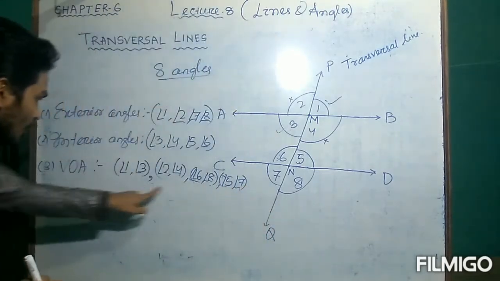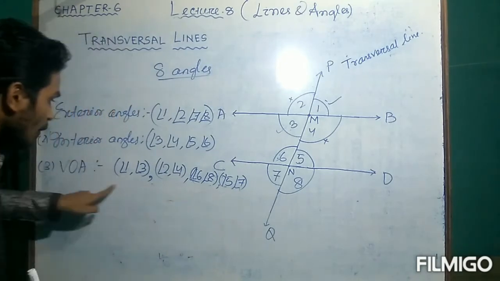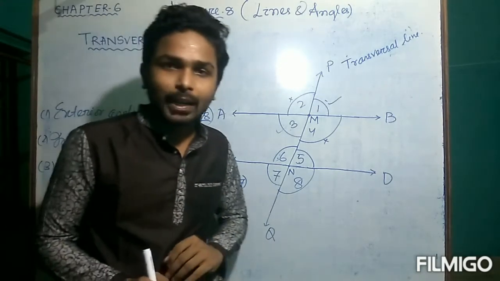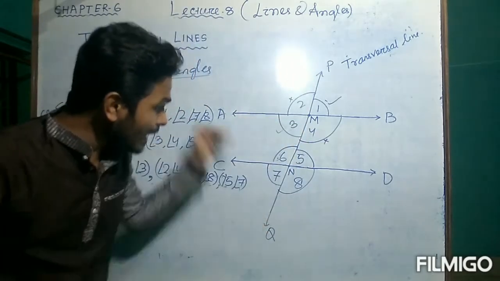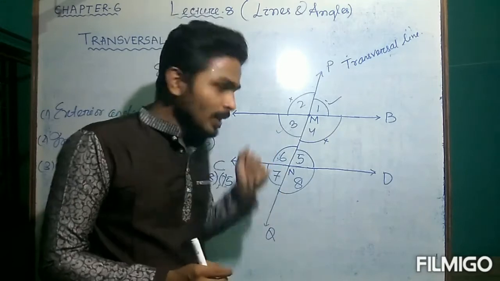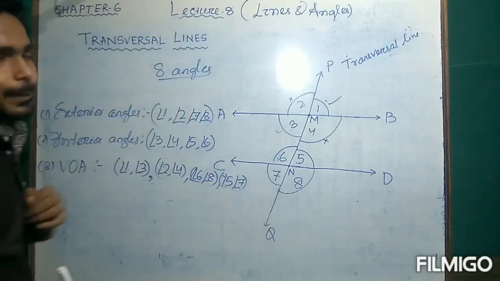Hence, how many pairs of vertically opposite angles do you find? You find 1, 2, 3, 4, 4 pairs of vertically opposite angles whenever a transversal line intersects the two lines at two distinct points. Understood? This is the third type of angle.